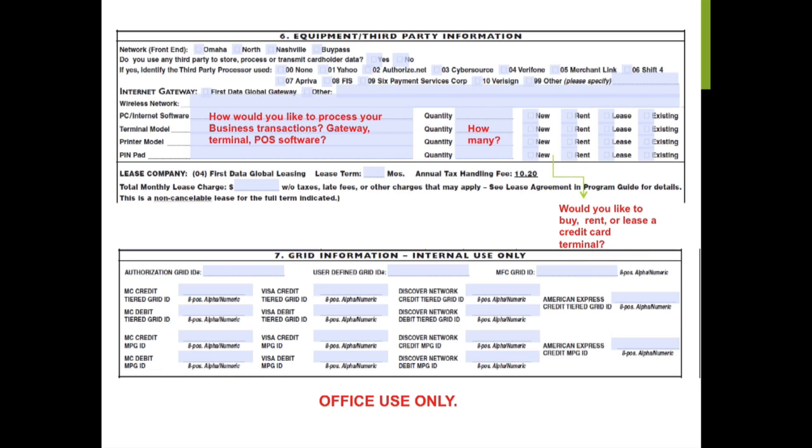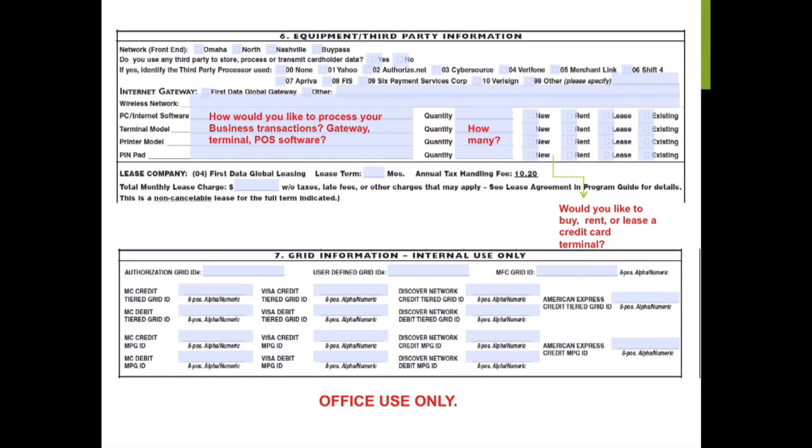Do you use any third party to store, process, or transmit cardholder data? In other words, does your merchant use a third-party software or gateway or terminal to process credit cards? If yes, please select yes and identify that processor underneath. Here we see Yahoo, Authorize.net, CyberSource, Verifone, and many other third-party vendors that merchants frequently use to process credit cards, among which Authorize.net may be the most dominant company.